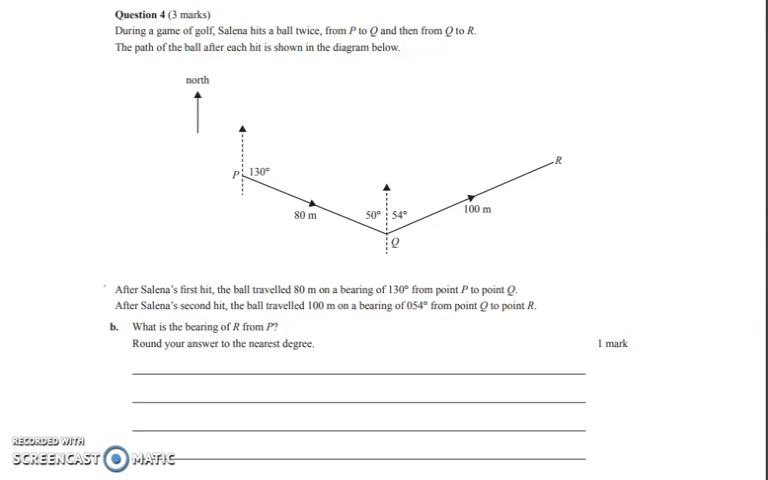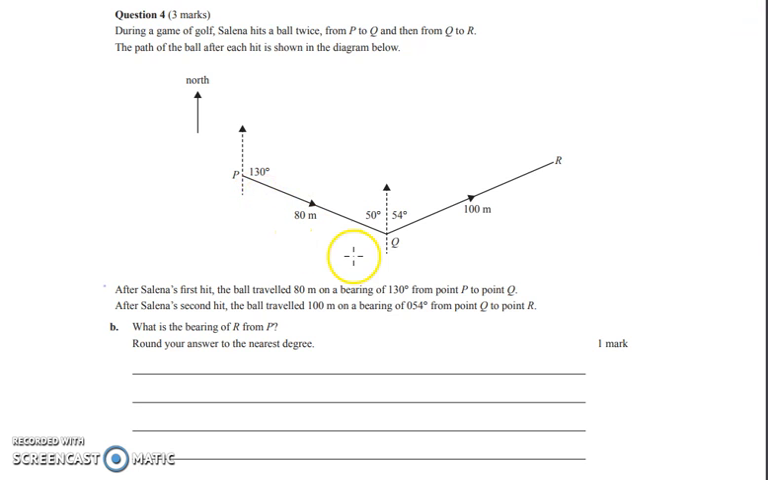Hi there, this is a question from the 2016 Exam 2, from the Geometry and Trigonometry section. It is question 4b. During a game of golf, Selena hits a ball twice, from point P to Q, which is the first hit, and then from Q to R. The path of the ball after each hit is shown here.